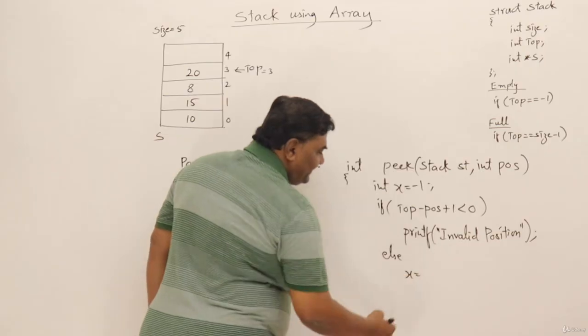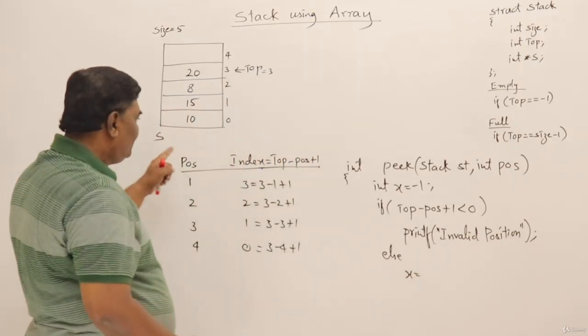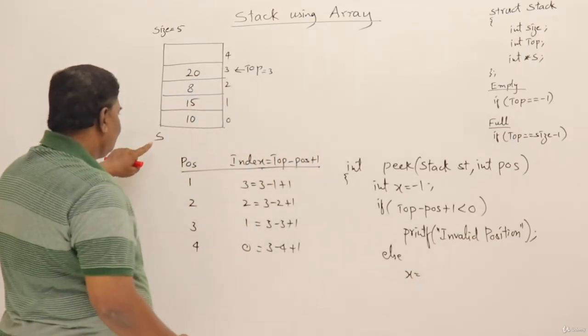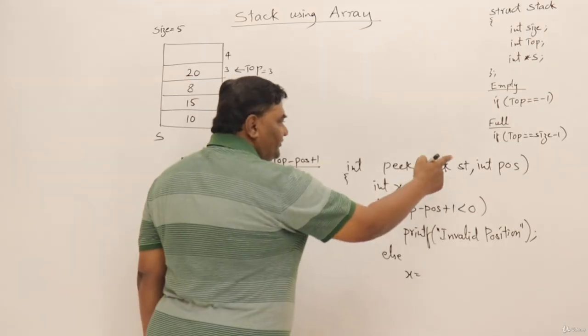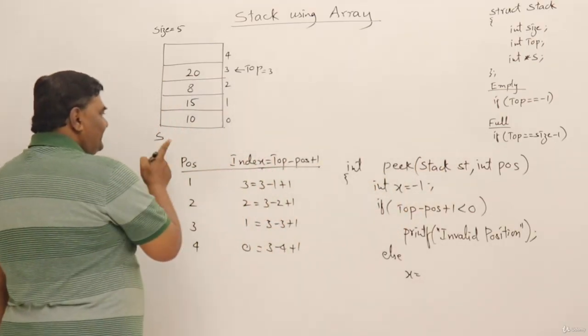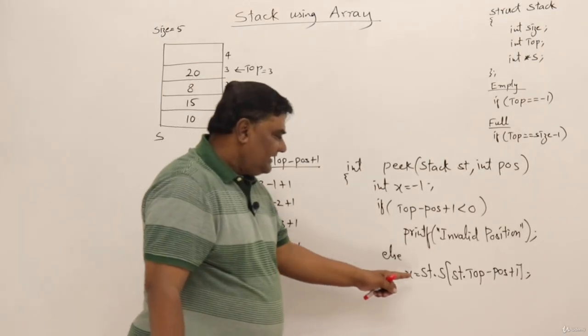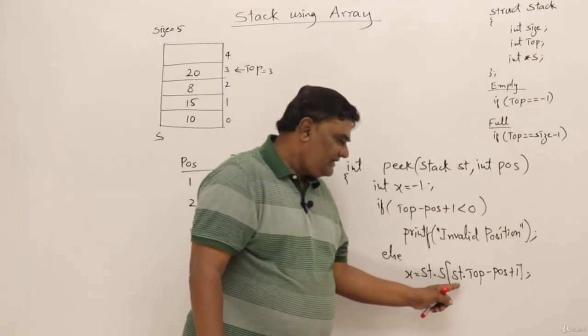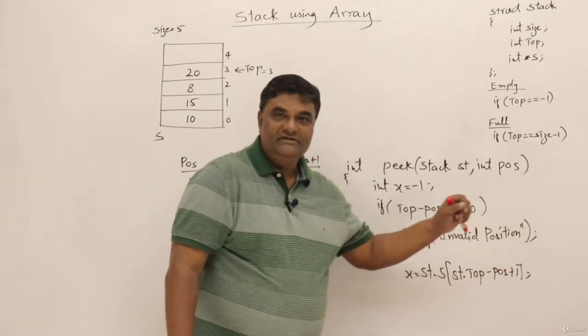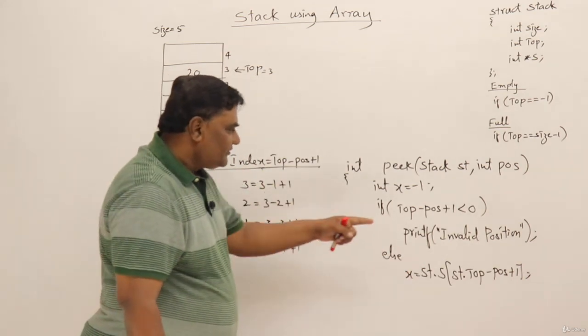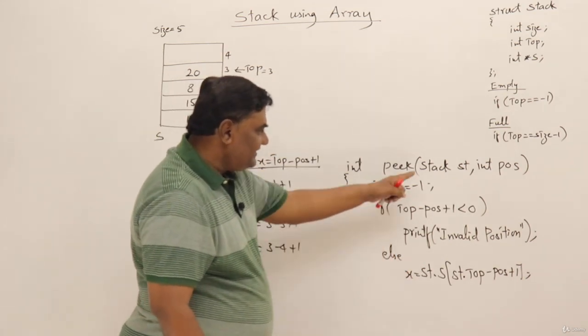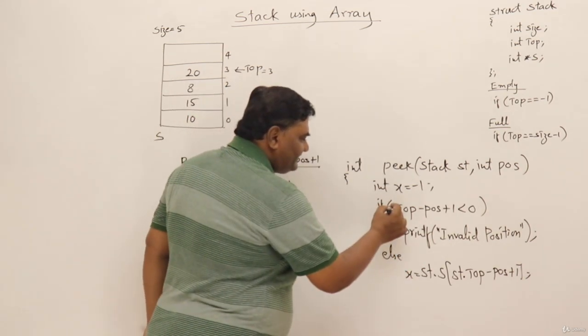So x is assigned from where I want the value. s of this formula. So this is inside st. So I should use this structure name, st.s and st.top. So let me write it. x assign st.s of st.top minus position plus 1. So I have used the formula. So here also I should write the same thing, that is st dot. I have directly written this one.